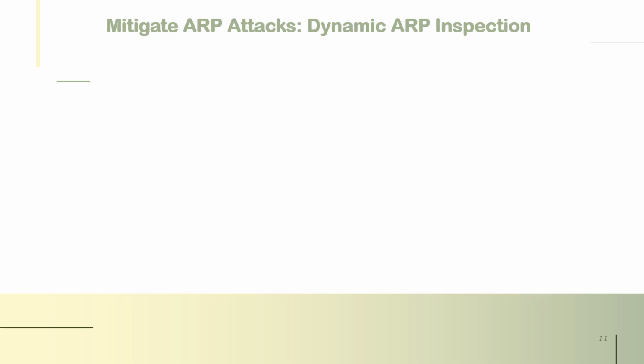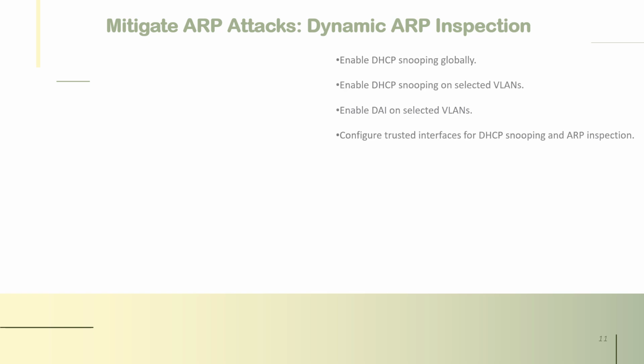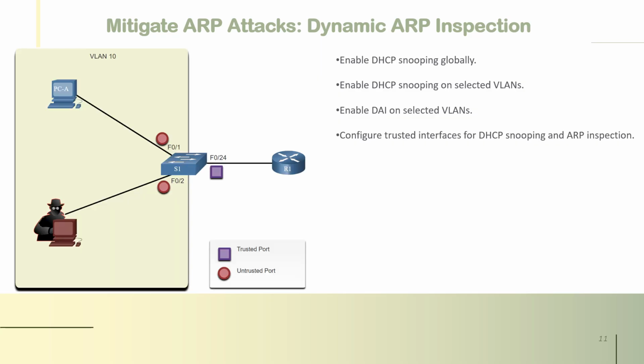So we have to enable DHCP snooping globally on selected VLANs. We have to enable dynamic ARP inspection on the selected VLANs, and then we have to configure trusted interfaces for DHCP snooping and ARP inspection. It is generally advisable to configure all access switch ports as untrusted and to configure all uplink ports that are connected to other switches as trusted. And here we have a sample topology where it identifies trusted and untrusted ports.